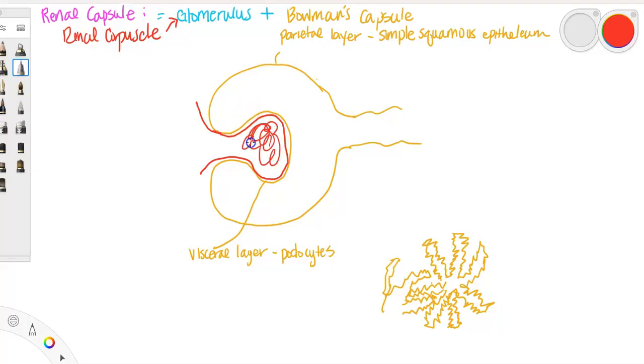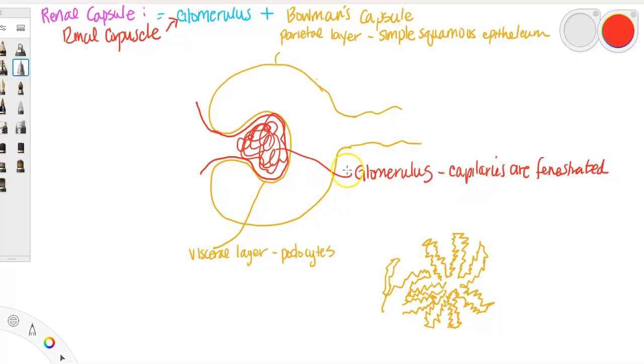So we know that this is just a knot of capillaries, right? And remember, this is the glomerulus. And the capillaries in here are fenestrated. And we know that there's a way in and a way out, right? So the way in is through the afferent arteriole. And the afferent arteriole comes out and it's kind of big, relatively speaking.